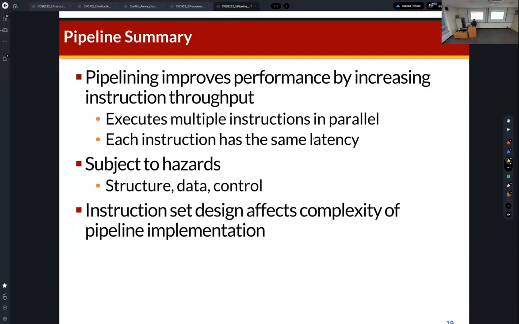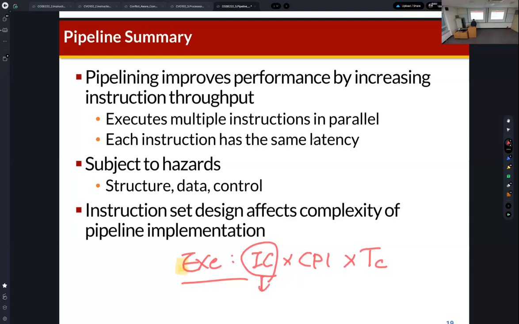Because it is critical for the performance. So think about this execution. This is a very important equation, because I use it very frequently. Execution time is instruction count, CPI, and TC. The instruction count is determined by software, and the compiler. So this is the software part. The hardware architecture decides CPI and TC.